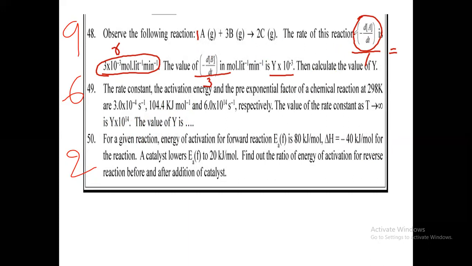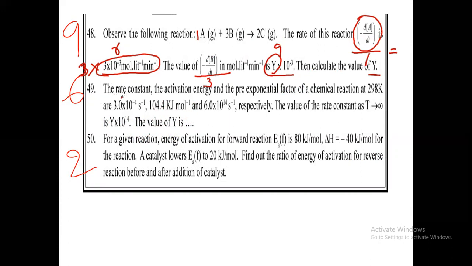So 3 into rate of disappearance of A. How much is given for this one? 3 into 3, how much here? 9. So 9 into 10 power minus 3. Is that clear? So the x, y value they ask here, y is what now? 9 into 10 power minus 3.